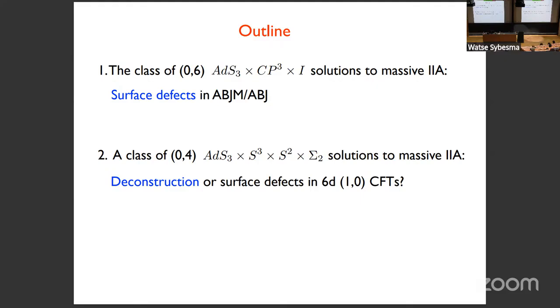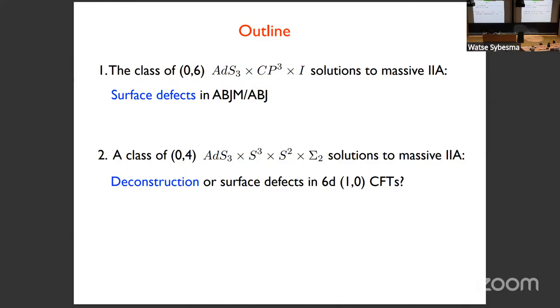I will start discussing this class of solutions because in the spirit of what I was telling you before of defect CFTs, this class of solutions contains a non-compact direction, and we will find an interpretation for them in terms of describing surface defects within the ABJM, or rather the ABJ extension of ABJM.